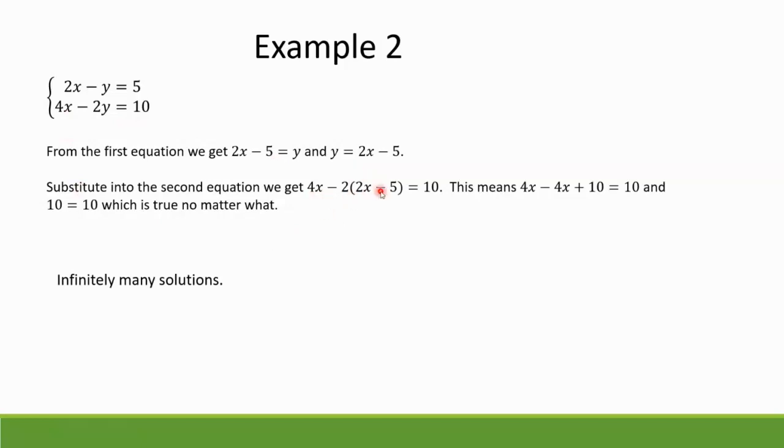So here we substitute, we get 4x minus 2 times (2x minus 5) equals 10. So we have 4x minus 2 times 2x, that's minus 4x, minus 2 times minus 5, that's plus 10. And of course the 4x cancels. So we get 10 equals 10.